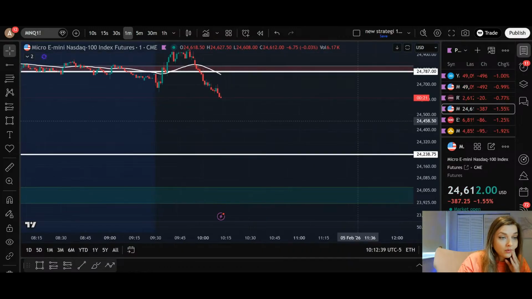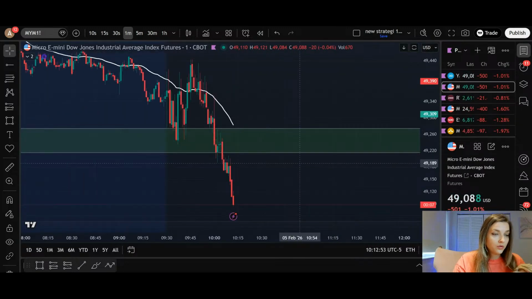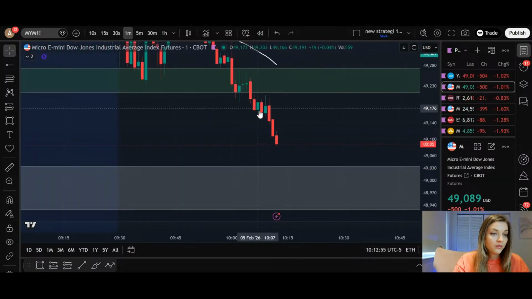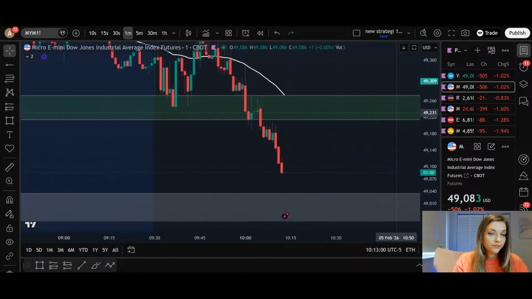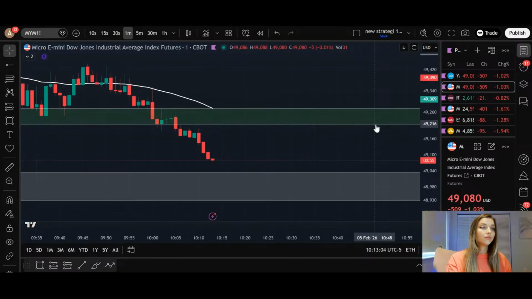Yeah, it keeps dropping. Okay, I see Dow is also dropping. For those who did not wait for the retest, they have a beautiful entry right here once it breaks them. But we always wait for the confirmation.